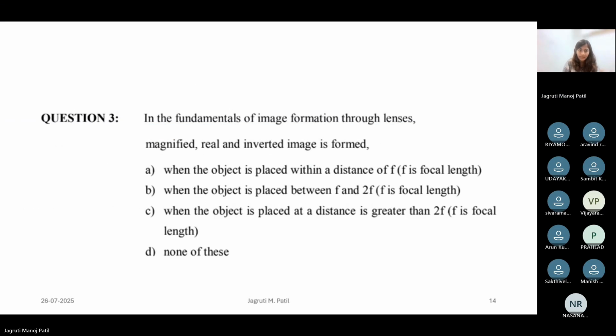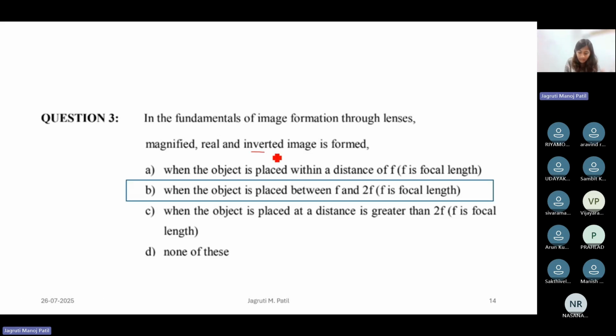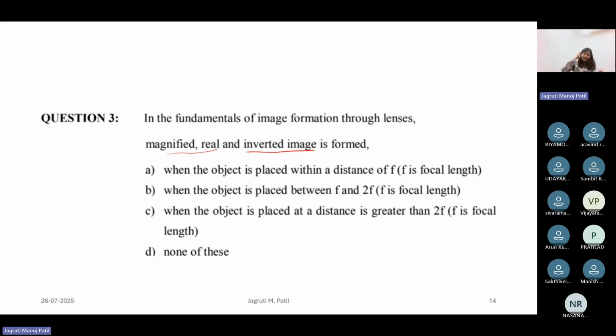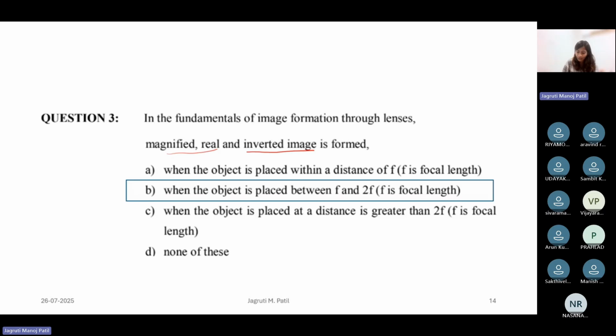Okay. Next. For image formation through the lens, when we want to have a magnified real inverted image, wait, the answer came out. So which particular case does it come up to? If the answer was visible now, if it's in between f and 2f, can you tell me what happens when it's f and what happens when it's greater than 2f?